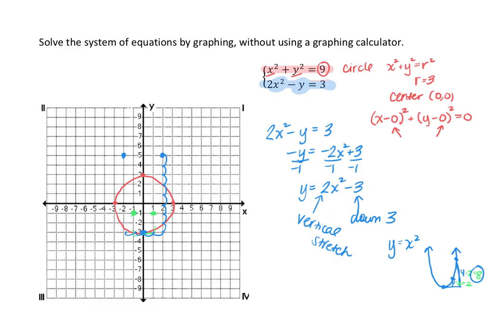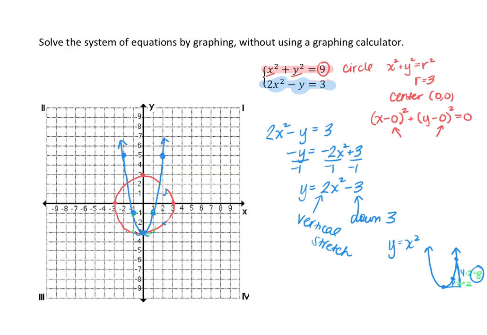Again, I'm just demonstrating how to graph the parabola using transformations rather than plotting points or making a table. So we have now 5 good points on the parabola. You can see that the parabola looks a little bit skinnier because of that vertical stretch, and that looks great.